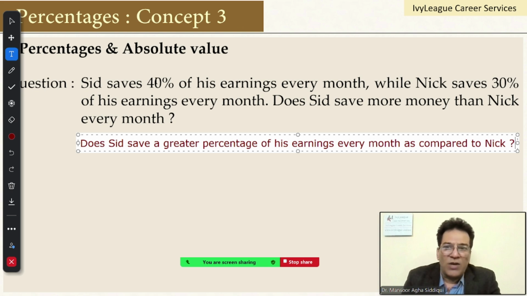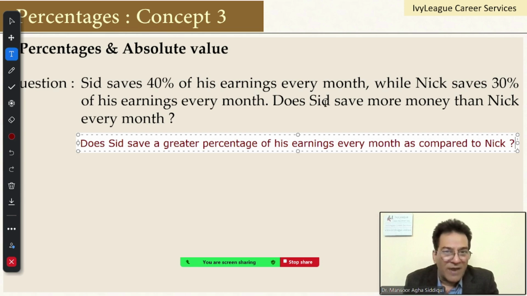And although the question talks about percentages, the real thing which we have to find out is does Sid save more money? But neither the first information nor the second one tells me about any money. It only tells me about part of that money, 40% of the earnings, 30% of the earnings. But the earnings of Sid and the earnings of Nick are not written.